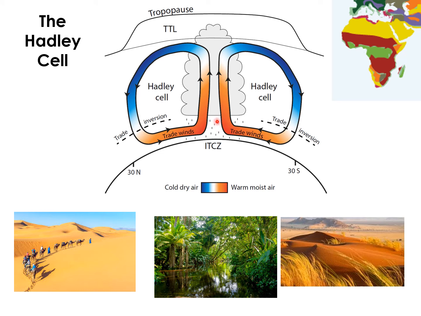Now, this rain belt, because the earth is slightly tilted, will move slightly towards the summer. So if it's summer in the northern hemisphere, this rain belt shifts north. If it's summer in the southern hemisphere, this rain belt shifts south to where the sun is most intense. So that is why the savanna experiences summer rain as this rain belt shifts over it.